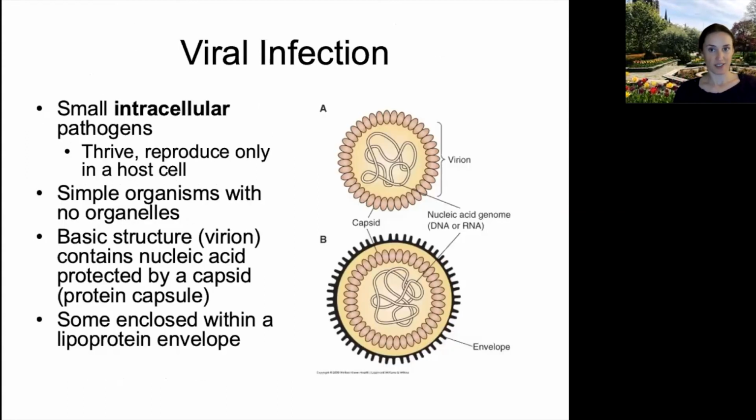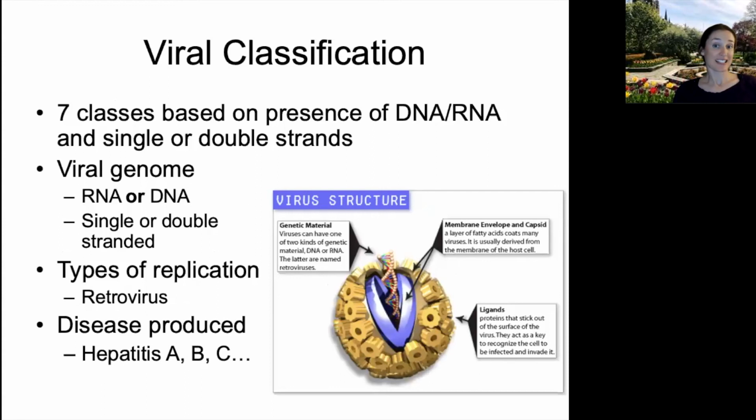Let's move on to viruses. So, a virus is a small intracellular pathogen. They thrive and reproduce only in a host's cells. So they're simple organisms and they have no organelles. They use our organelles to reproduce. The basic structure is the virion, and it contains nucleic acid protected by a capsid, which is a protein capsule. Some are enclosed with a lipoprotein envelope, and there are 7 classes based on the presence of DNA or RNA, and if it's single or double-stranded.